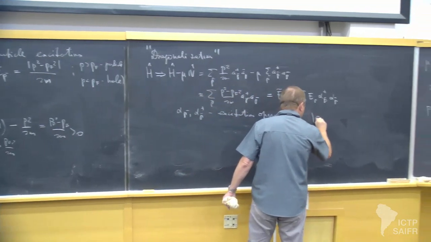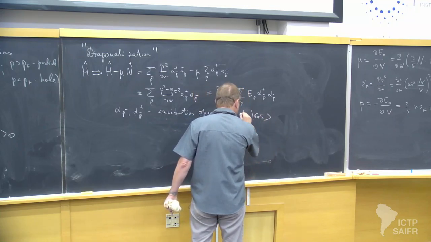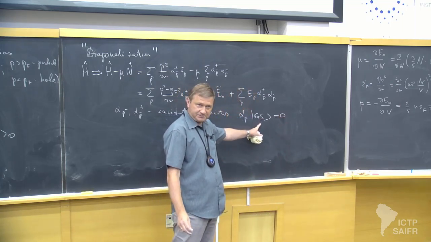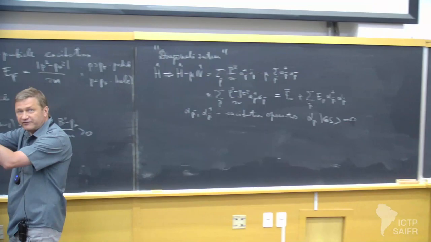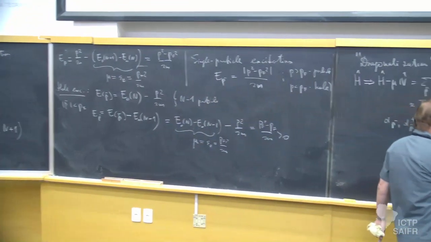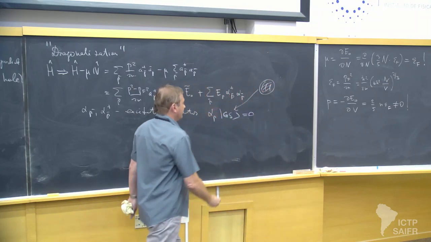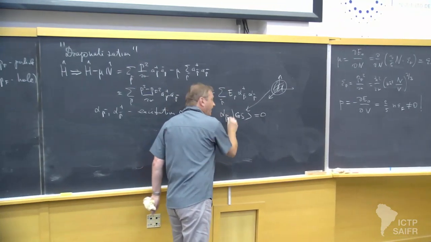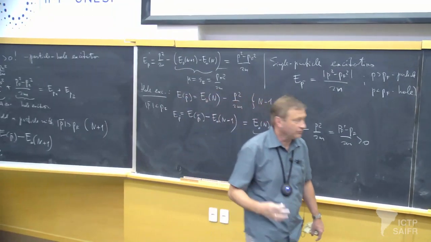Such that the ground state does not contain them. In our case, I especially write the ground state, not zero, because we have particles. It's not a vacuum, but it's a ground state. In our case, it's just a filled Fermi sphere. This is our ground state. And for excitations, when I apply this annihilation operator on the ground state, I should get zero.